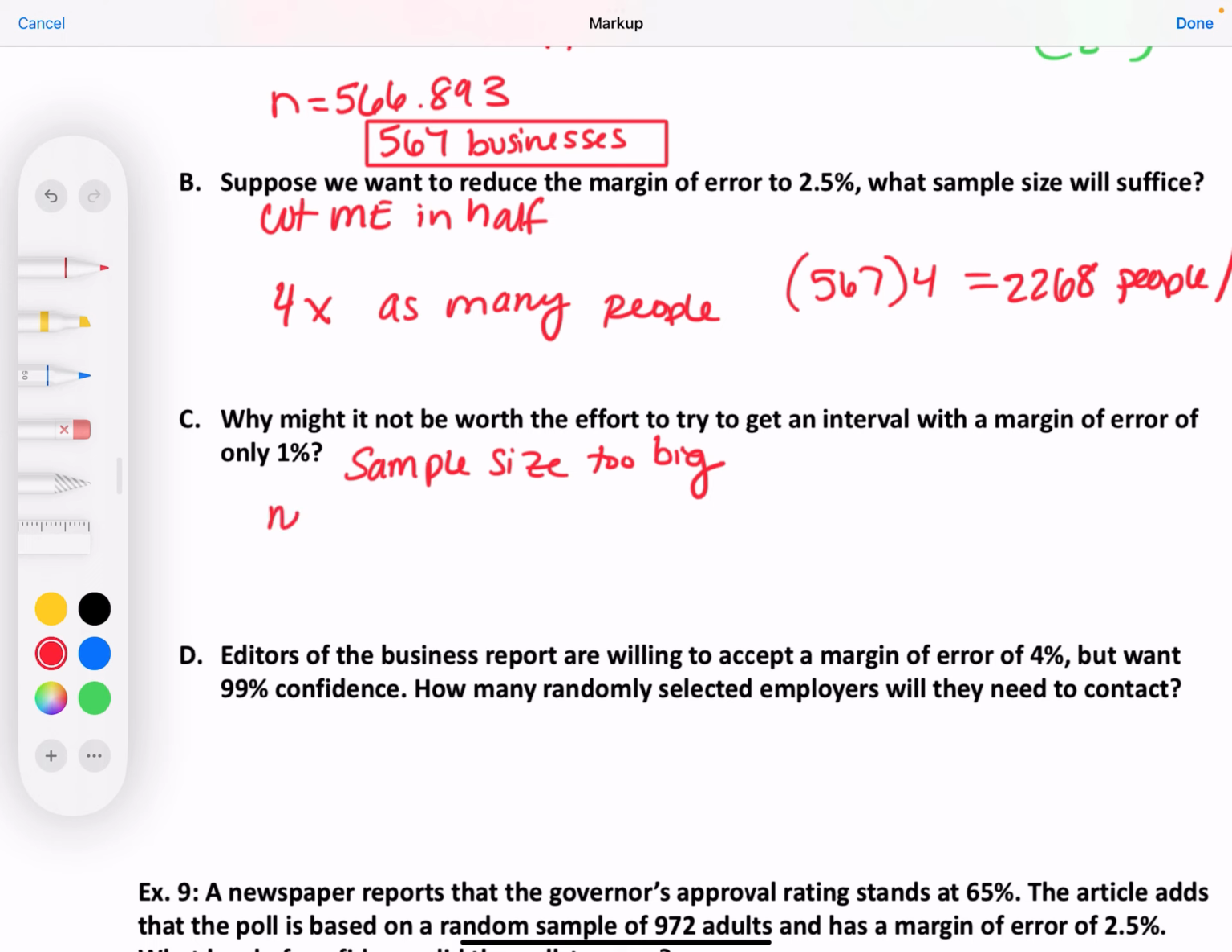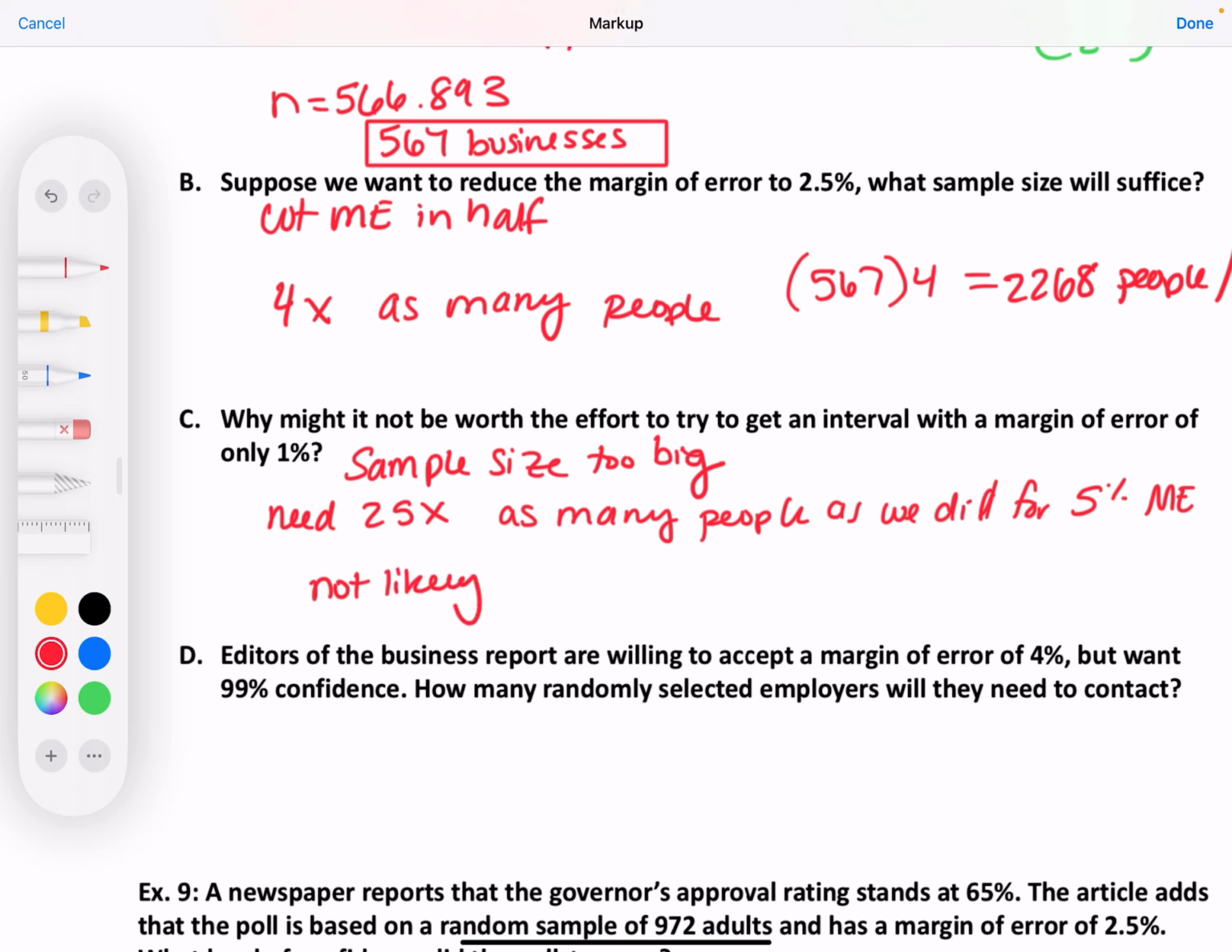So we would need 25 times as many people as we did for a 5% margin of error. So it's not likely that we would be able to do that, basically.